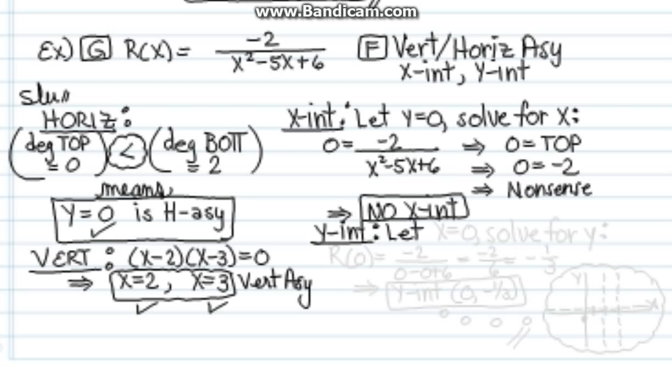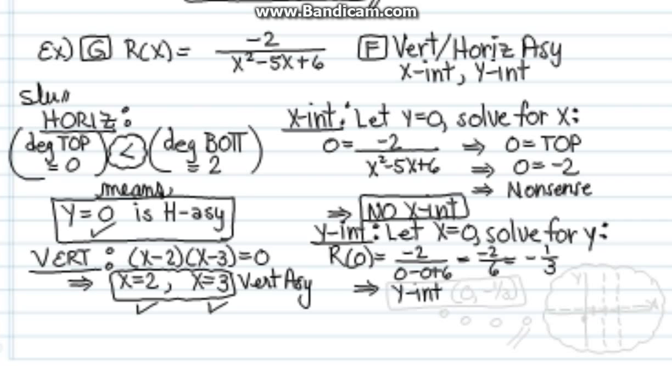For the y-intercept, I let x equal 0 and solve for y. So r of 0 equals negative 2 on top over 0 minus 0 plus 6, so it's negative 2 over 6, which simplifies to negative 1/3, and that gives me the y-intercept ordered pair xy equals 0, comma, negative 1/3.